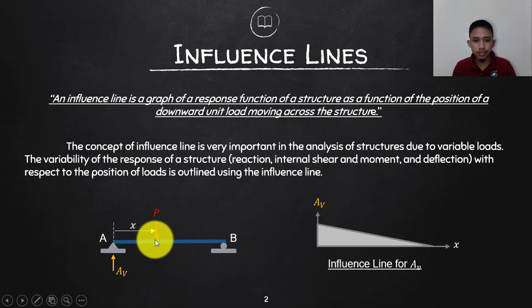Due to the position of the load with respect to the structure itself, that will give different reactions. If we are talking about internal shear and moment at a single point we are considering, or different deflection, again, that depends on the location. So how are we going to outline this one? We are going to outline the effect of that variable load on this structure using this influence line. So this is an example of that.